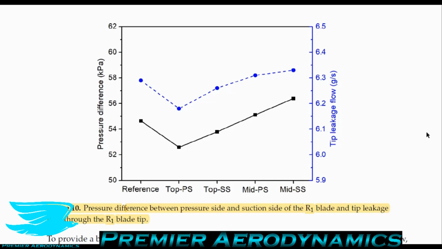And this also mimics the tip leakage flow, where if you have a lower pressure difference, tip leakage flow is less because there's less of a pressure difference driving that tip leakage flow, compared to if you have a higher pressure difference, then you have a greater tip leakage flow because there's more of a pressure difference driving that.